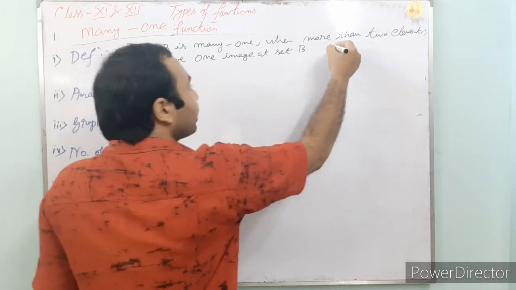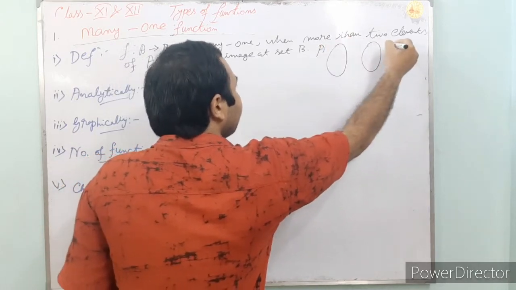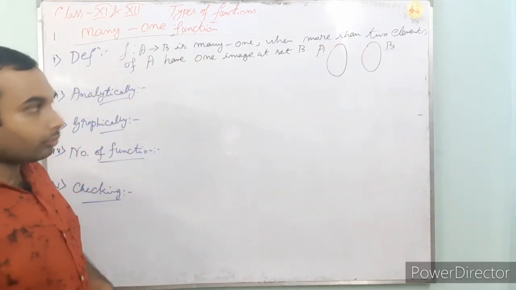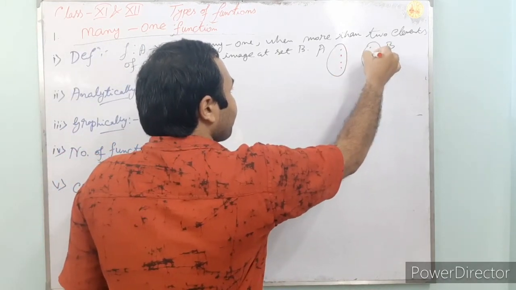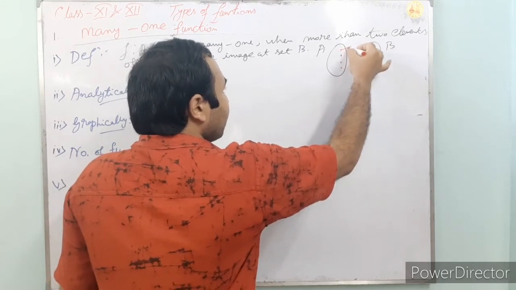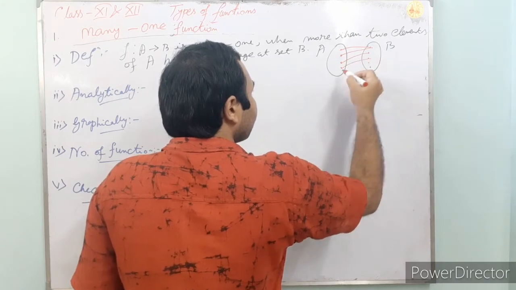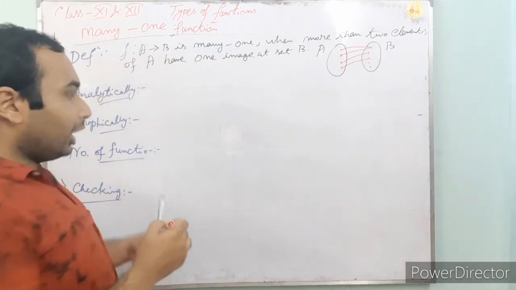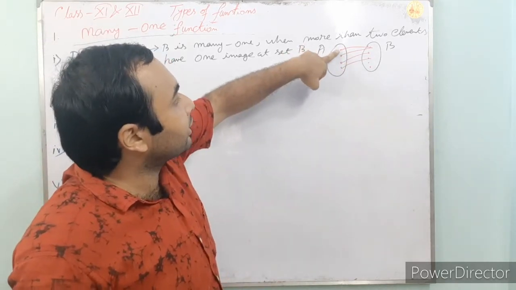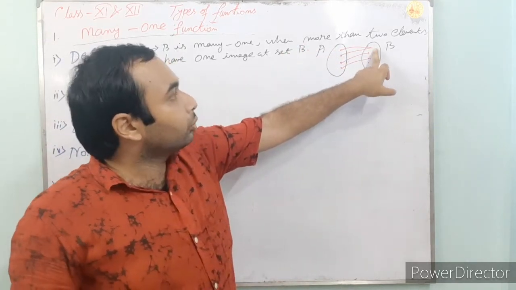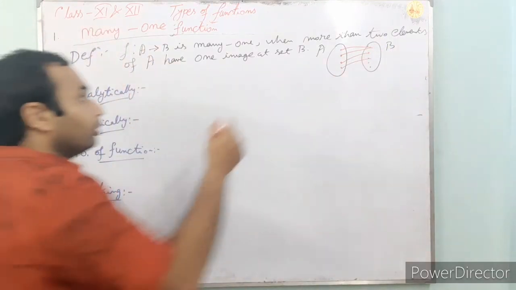What will be the arrow diagram here? If this is the set A, this is the set B, then the function will look like this, like that. That means here, just see, two elements of the set A are associating with one element of the set B.